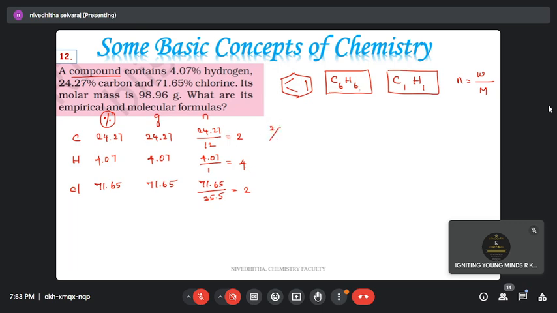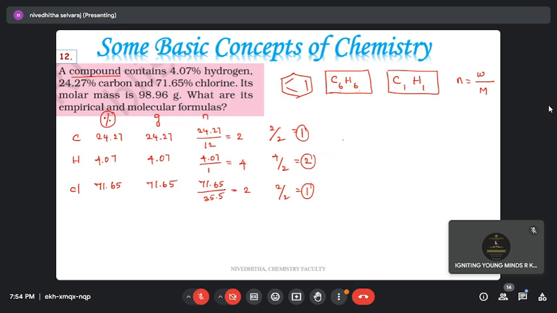So among 2, 4 and 2, the least number is 2. So we have to divide all these numbers by 2. So 2 by 2 is 1. 4 by 2 is 2. And 2 by 2 is again 1. So this is the least whole number of carbon, this is the least whole number of hydrogen, and this is the least whole number of chlorine. That's it. So what is the empirical formula?